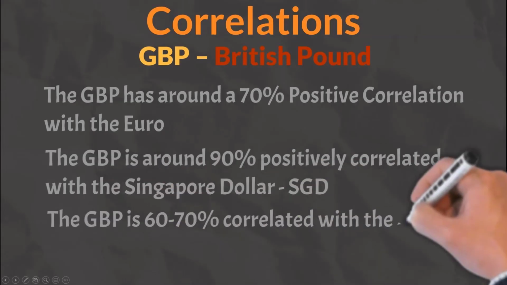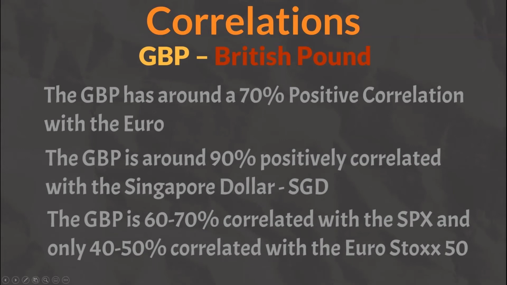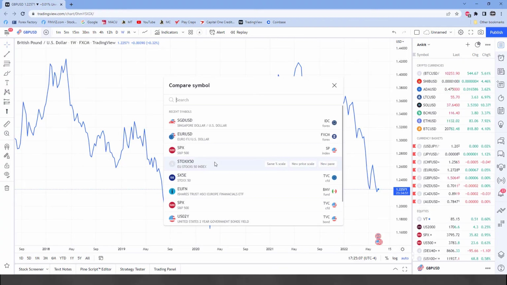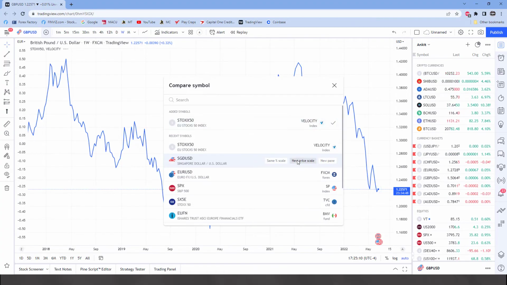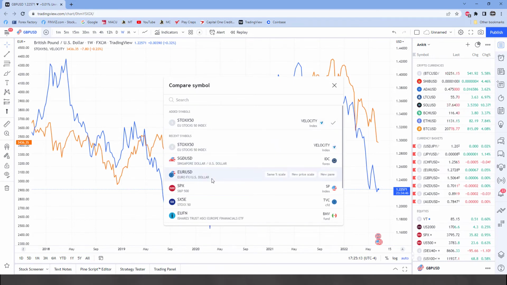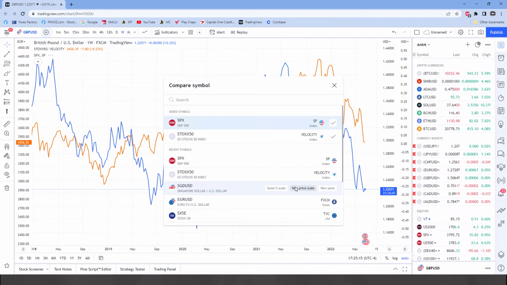And the pound is about 60 to 70% correlated to the SPX, and actually only 40% correlated to the Euro Stoxx 50. Now this one was a fairly interesting one, and depending on the time frame that you looked at, there were some time frames over the past 20 years where the pound was more correlated to the Euro Stoxx 50 index. But overall, there was actually more correlation of the pound to the SPX than to the Euro Stoxx. Let's take a look at that correlation. First, let me add in the Stoxx 50. I'm going to add it at a new price scale. And I'm also going to be taking a look at the SPX. I'll put that at a new price scale as well.